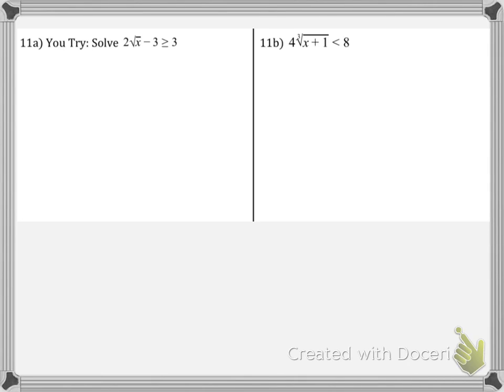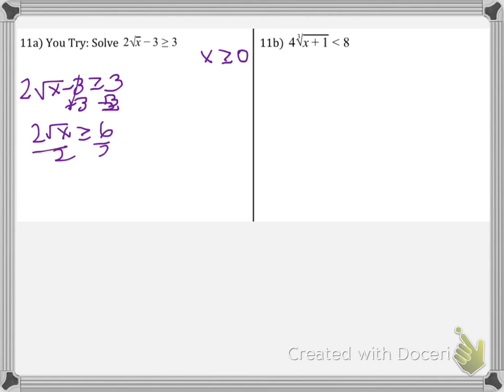All right, so looking at this one, my restriction, let's see, square root of x, that is an even index. So that means x has to be greater than or equal to 0, whatever my answer is. Now, let's solve. 2 square root of x minus 3 is greater than or equal to 3. Add 3 to both sides first. So 2 root x is greater than or equal to 6 divided by 2. So square root of x is greater than or equal to 3. And then let's square both sides. So x has to be greater than or equal to 9.